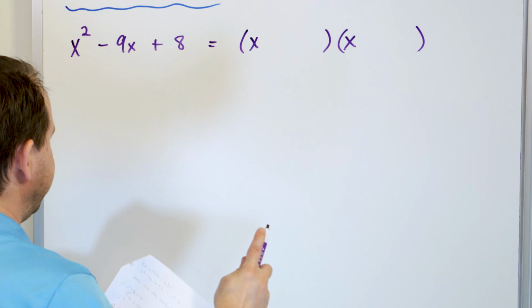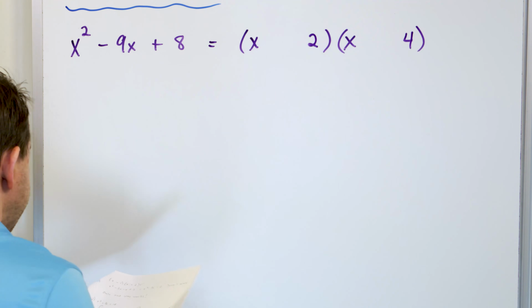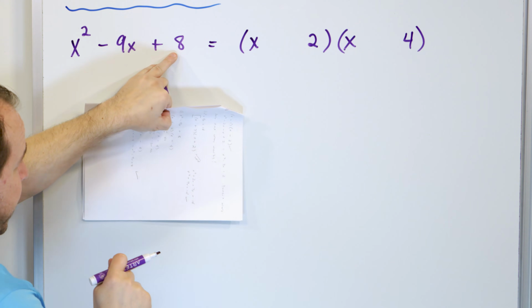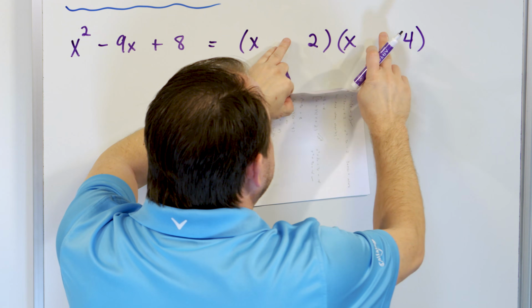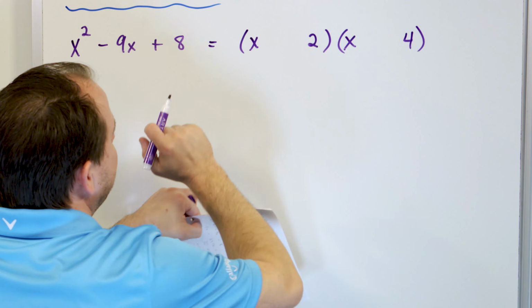So 2 times 4 is 8. That's great. So I'm going to put a 2 and I'm going to put a 4 right here. And then I'm going to try a couple of different things. I know it has to be a positive 8. I know it has to be either positive, positive, or it can be negative, negative. That will multiply to give me that positive 8.